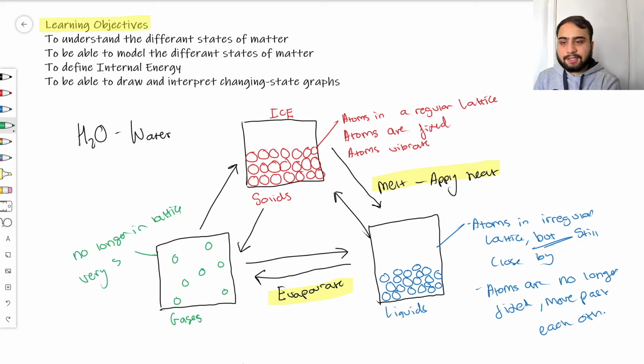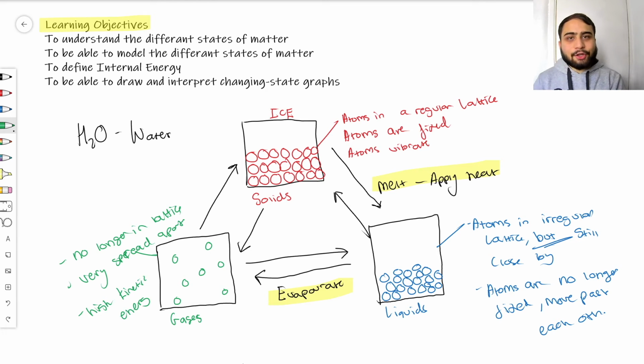Very spread apart. They have very high energy as well. High kinetic energy. Let's say that. High kinetic energy. And that's really all you need to know about the three main types of states of matter.